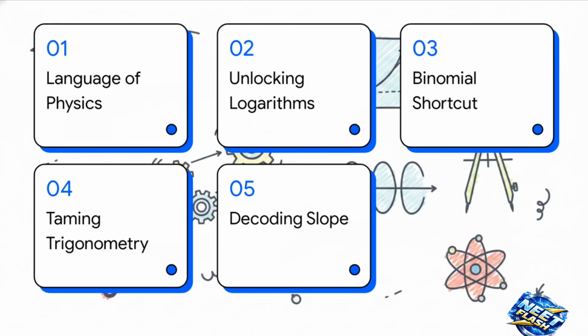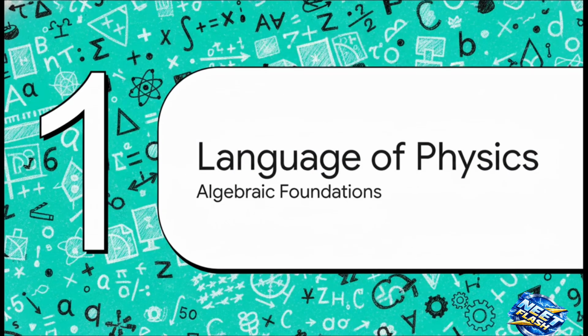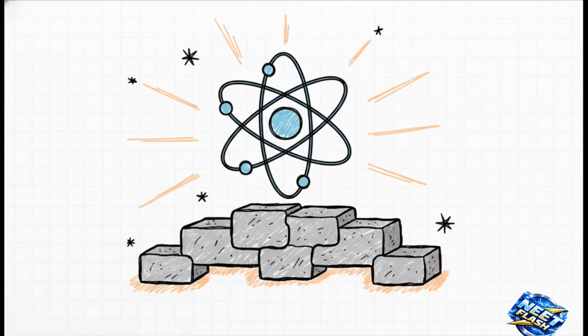Once you learn the grammar and the vocabulary of this language, physics stops being a struggle, and it starts becoming this incredible conversation. So here is our roadmap for today. We'll start with the language of physics, then unlocking logarithms, followed by the binomial shortcut. After that, we are taming trigonometry, and finally, decoding slope. Let's get right into section 1, the language of physics, and specifically our algebraic foundations. Before we can even think about using advanced tools to solve intense medical physics numericals, we have to learn the foundational alphabet.